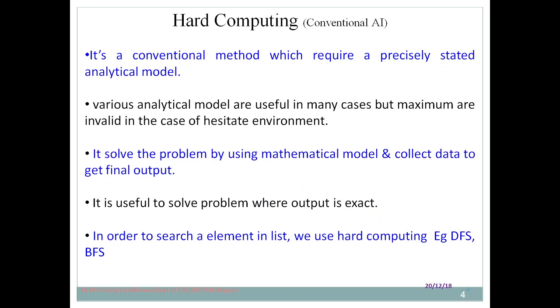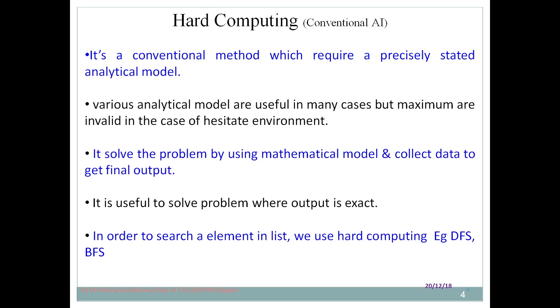Now the next one is hard computing. Initially I gave an example of hard computing, what kind of problem we can solve by using hard computing. Now here I explain more about hard computing. Hard computing is a conventional, traditional method which requires a precisely stated analytical model which is based on Boolean logic. Various analytical models are useful in many cases, but most are invalid in a hesitant environment. Hesitant environment means what? Uncertain environment. In an uncertain environment you cannot use hard computing to answer that question.